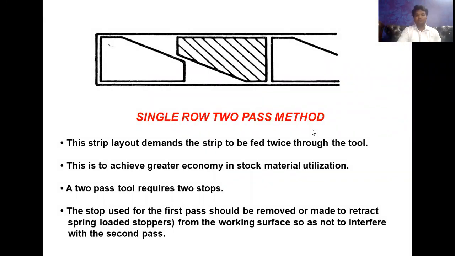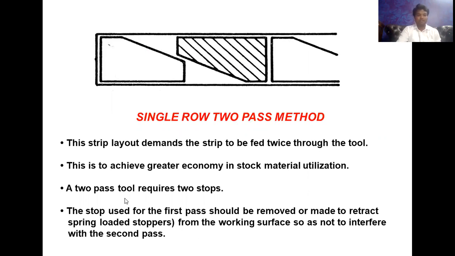Then the single row two pass method. This is a method where the strip layout demands that the strip be fed twice through. Once we have got this layout, we feed the strip again, and then we get this blank. So on the same strip, the blanks were taken twice, so we call it a single row two pass method. This is to achieve greater economy in stock material utilization.